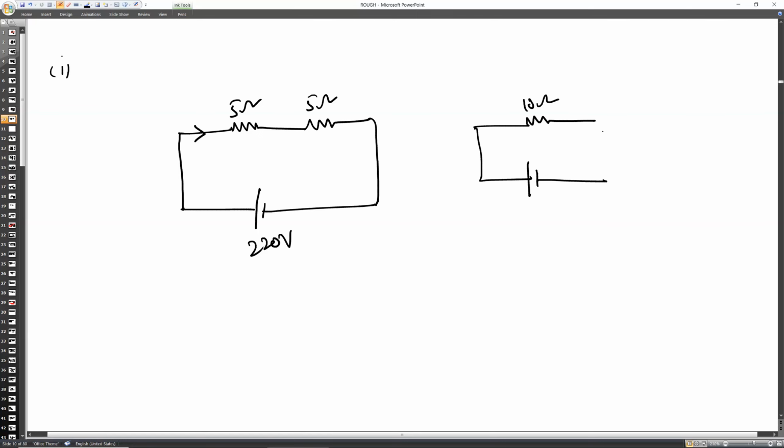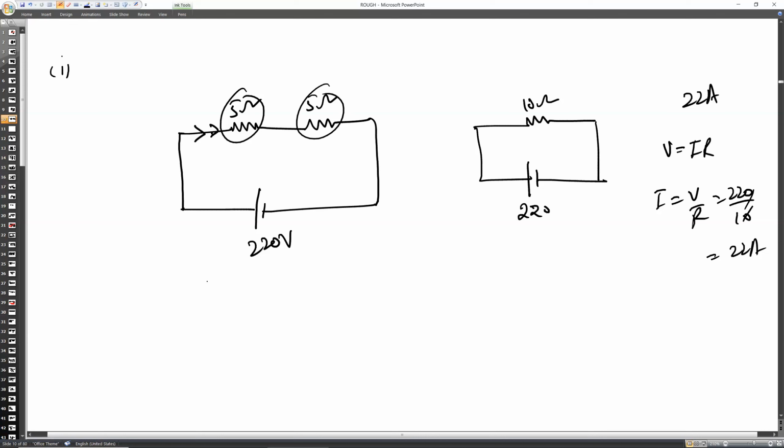So the current in the circuit will be how many? V is equal to I into R, so I is equal to V by R. 220 divided by 10 will give 22 ampere. So 22 ampere will go through this one, and this one.